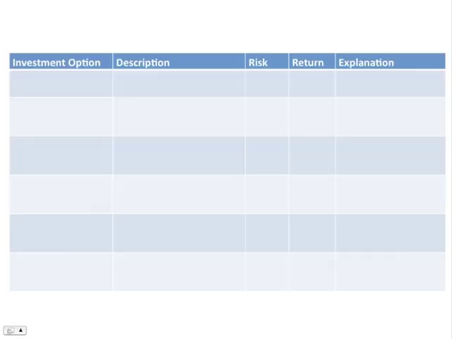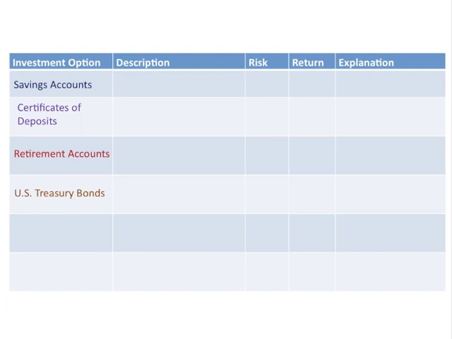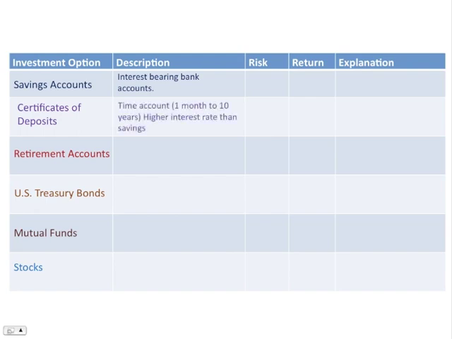Now what we're going to do is take a look at the various investment options. So we'll talk about savings accounts, certificates of deposit or CDs, retirement accounts, U.S. Treasury bonds, mutual funds, and stocks. A savings account is an interest-bearing account at the bank. A CD is generally a time account, meaning that it lasts for a certain amount of time. Your money is inaccessible or illiquid during that period of time, and it may range from 1 month to 10 years. But the longer that you have your money in the CD, the higher the rate of interest to compensate for that risk.